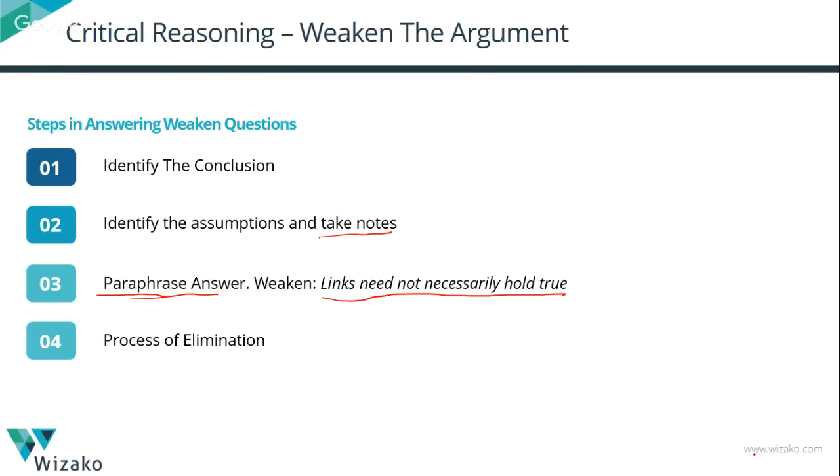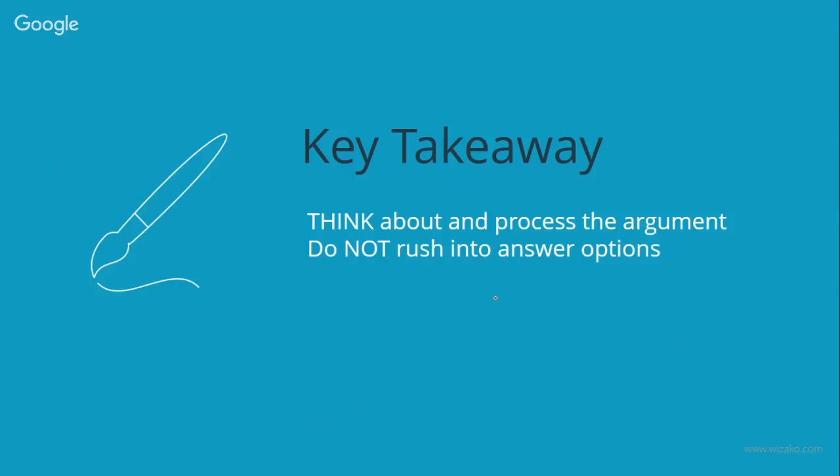Your accuracy will touch 90% and stay there only if you are thinking about the argument and paraphrasing the answer. That is probably the most important thing that you can do to ensure you get your answers right. So think about and process the argument. Do not rush into your answer options.